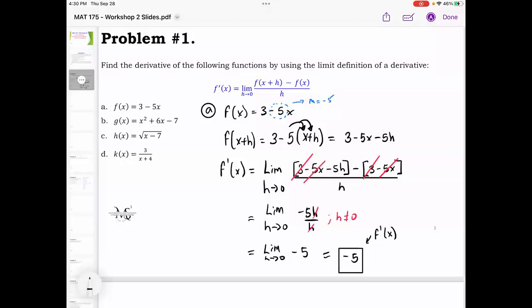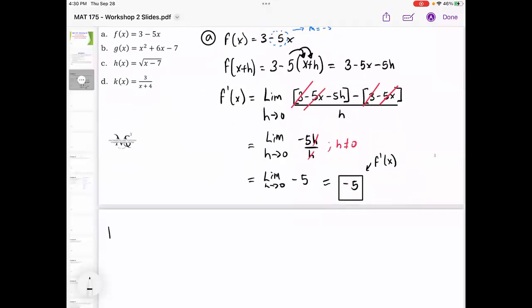But don't get me wrong. You will eventually learn a set of derivative rules. But for right now, no. You're just learning how to use the limit definition first. Okay? All right, let's look at part B now.